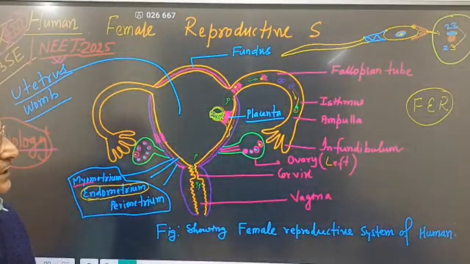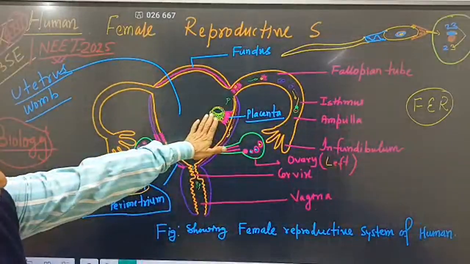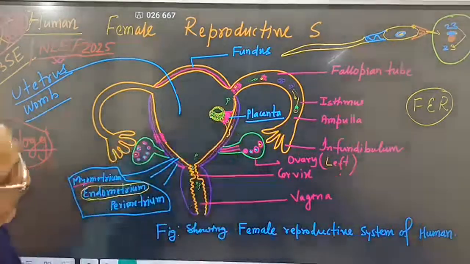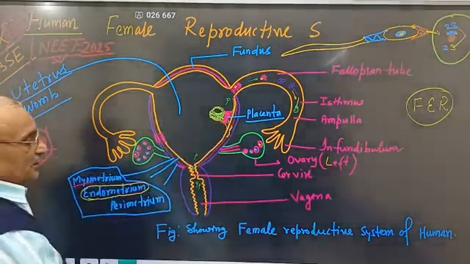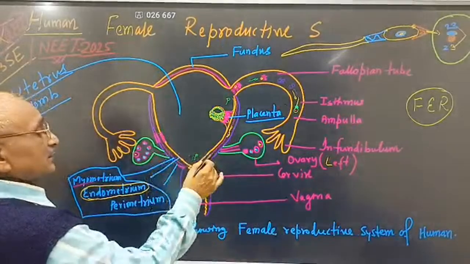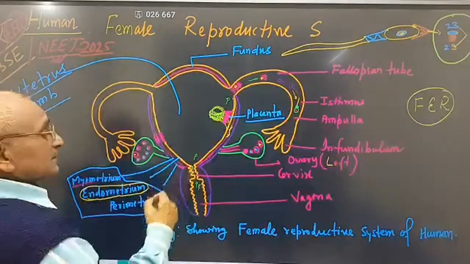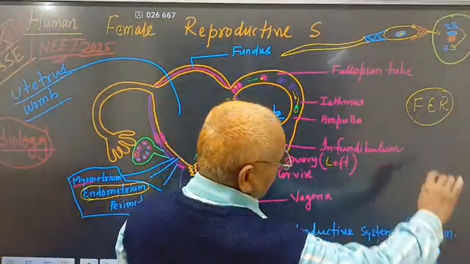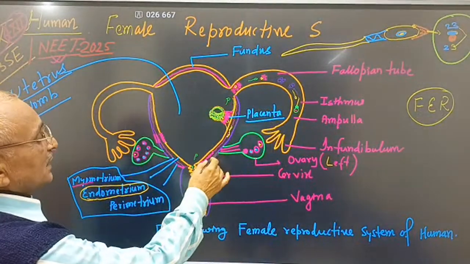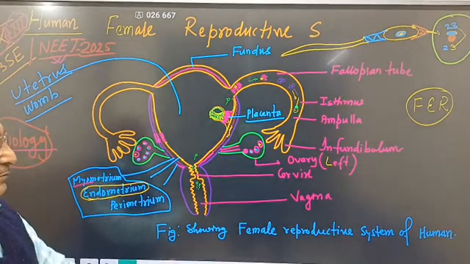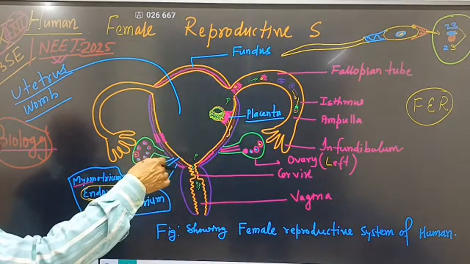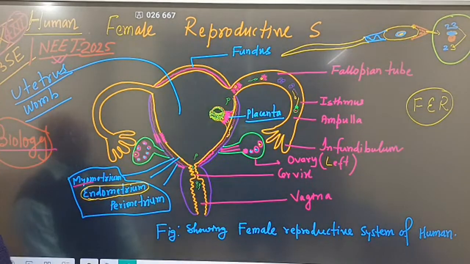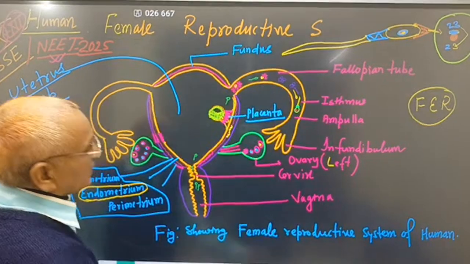blastocyst, or attaches the blastocyst and forms the embryo, as well as provides connection. The middle layer forcibly contracts during the fetal ejection reflex to deliver the baby, and the perimetrium protects. So in this way, all three layers of the uterus play an important role.